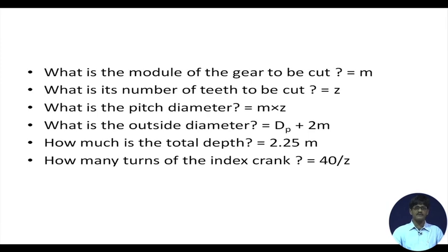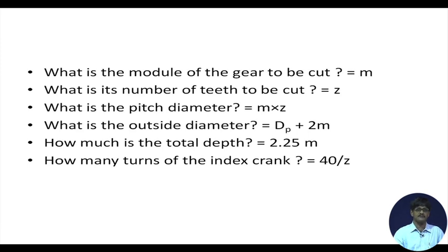What is the module of the gear to be cut? Say m is equal to 2, for example. What is the number of teeth to be cut? Z. So, what we mean to say is that when we are starting to cut a gear, this information has to be supplied to us. And what is the type of gear? Spur gear, say. So, we are starting with the cutting of a spur gear, where the teeth are all parallel to the axis of rotation.